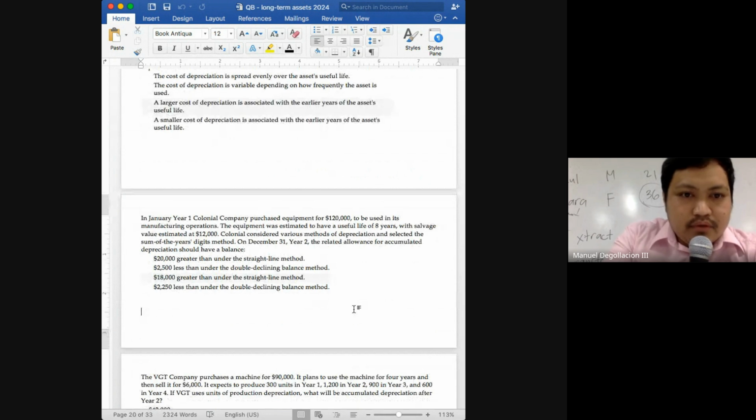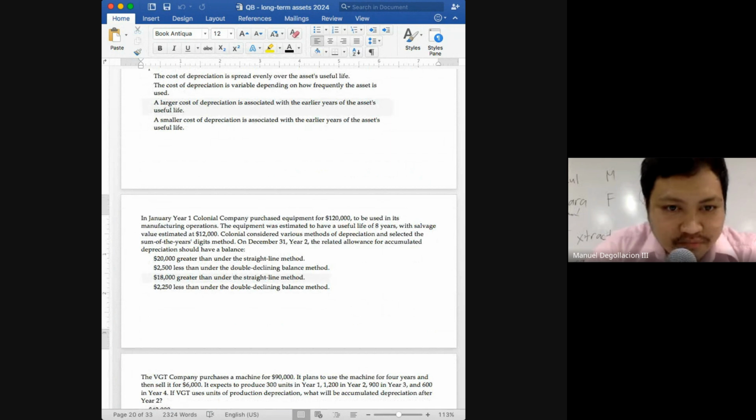Okay, next. On December 31, year 2, the related allowance for accumulated depreciation should have a balance. What are we trying to compare here? We're comparing... so we'll have to do 3 plus.